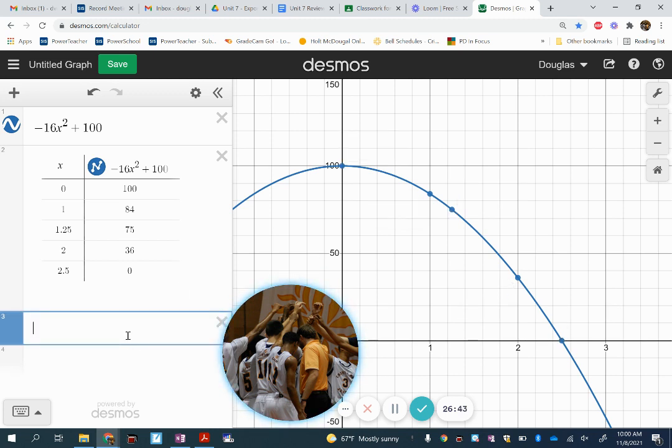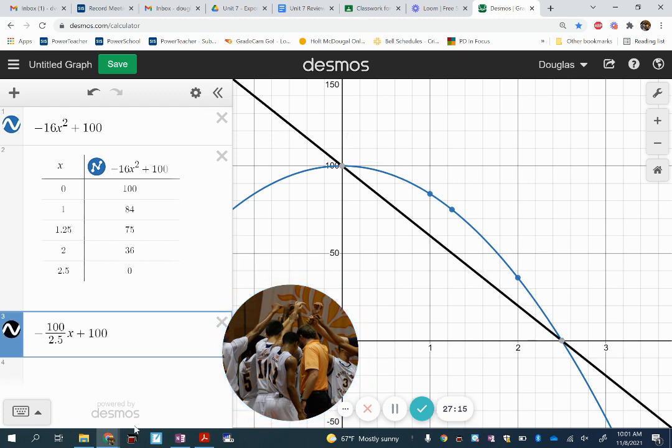If I were to connect the line between (0, 100) and (2.5, 0), you get y equals... my slope is going to be the change in y, so negative 100 over the change in x, which is 2.5. So negative 100 over 2.5, which is negative 40, x. But you'll notice we need to go through the y-intercept of 100, so plus 100. So there's the line that connects my endpoints.